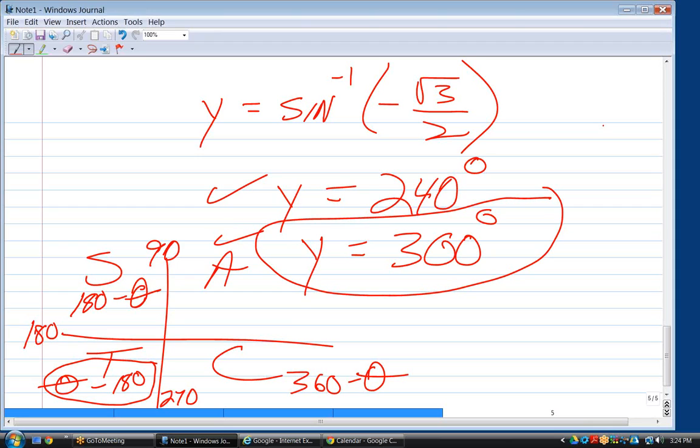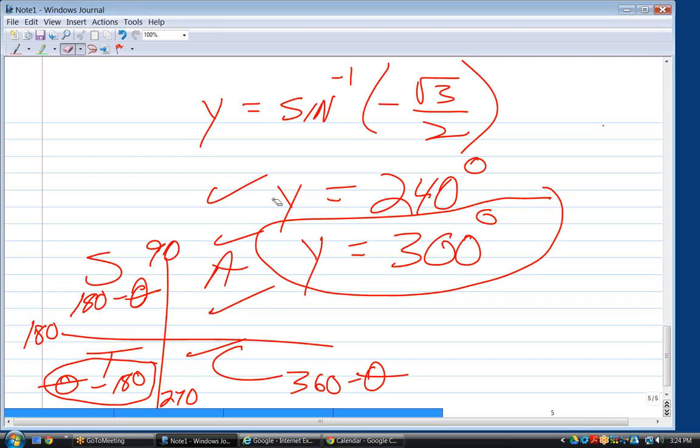If you go into your calculator and ask, what is the sine of 240 degrees, it'll give you negative square root of 3 over 2. And if you ask, what is the sine of 300 degrees, it'll give you that same value. But if you ask, what is the inverse sine of negative root 3 over 2, it uses the first quadrant for pluses and the fourth quadrant for minuses. Those are called the principal values.